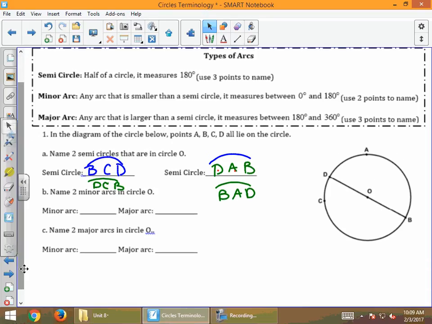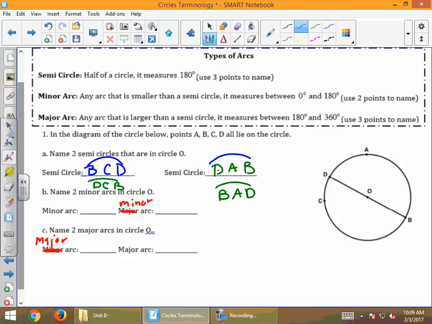So now we're going to name a minor arc. How many points did we say we used to name a minor arc? 2. And that's supposed to be minor. And this one's supposed to be major. Typo that I thought I fixed. Okay. So what did we say? A minor arc, is it bigger than 180 or smaller than 180? So you just have to pick 2 points that are smaller than 180, so smaller than a semicircle.